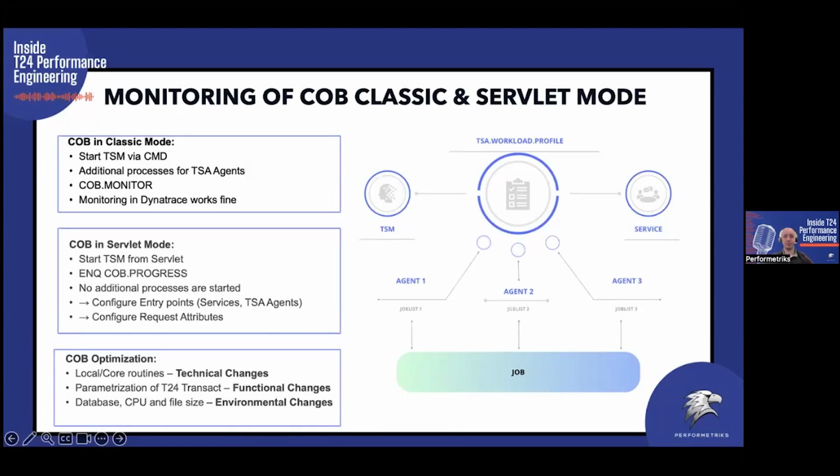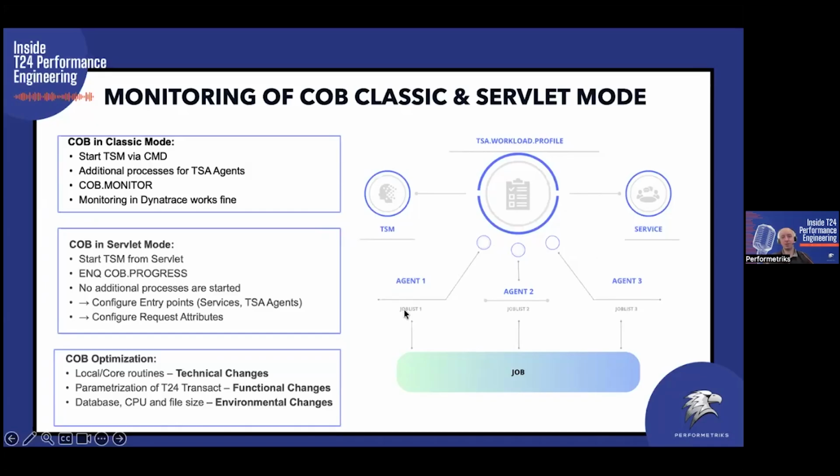That batch will have a service. In this service, we have the TSA workload profile, which defines how many people can do this job, how many agents can be allocated to this particular job, and it will pick that up. So in case 3 agents will be doing this particular job, each agent, what that particular agent is doing, is monitored through the job list.